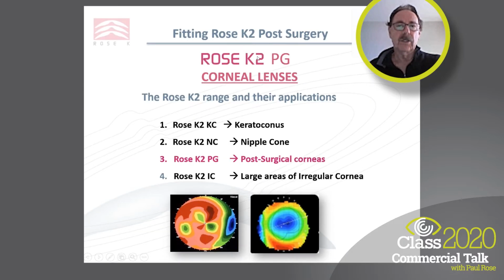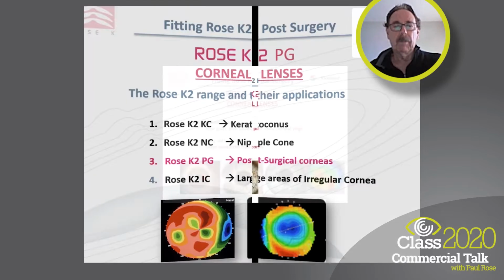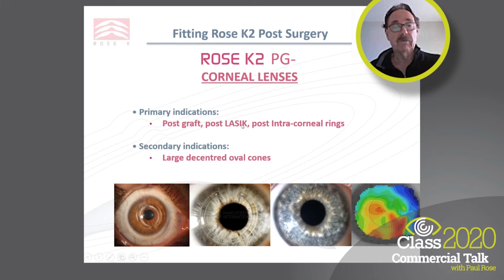So for those that know my designs, there's the post-graft design, which is the first line of defense if you're going to fit a corneal lens on a graft. It's specifically for post-graft cases, also for post-LASIK, also for post-corneal rings. It also has application for a large descended oval cone. If the cone is descended well down, sometimes the smaller keratoconic lenses don't work. They center too far down. You need a bigger back optic area, which the post-graft lens has. So in some cases with large descended cones, oval cones, the post-graft also has application.